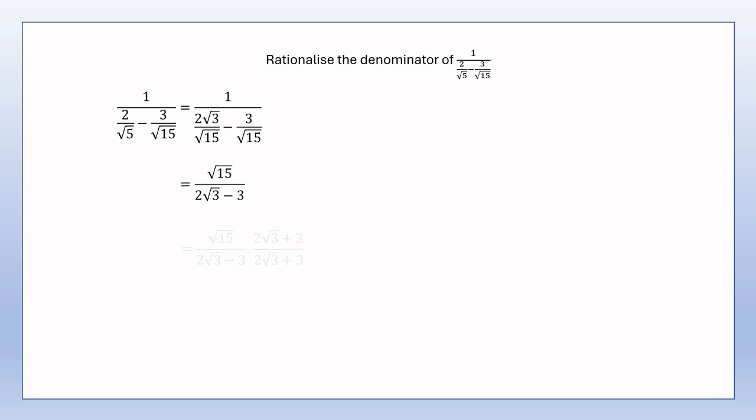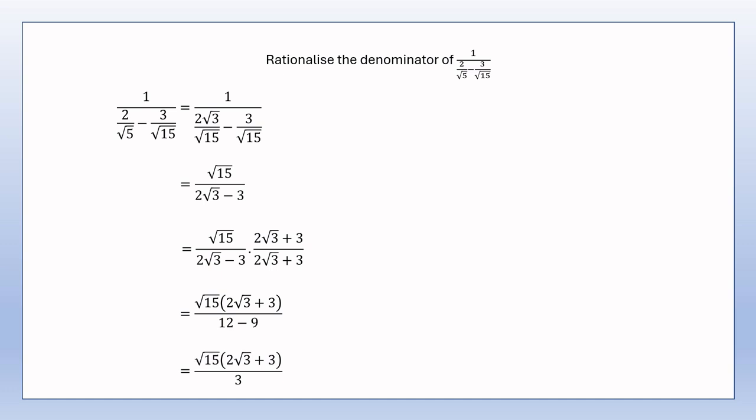And now multiply numerator and denominator by 2 root 3 plus 3 to give root 15 over 2 root 3 minus 3 times 2 root 3 plus 3 over 2 root 3 plus 3, which is equal to root 15 times 2 root 3 plus 3 over 12 minus 9, which is equal to root 15 times 2 root 3 plus 3 over 3, which of course has a rational denominator.